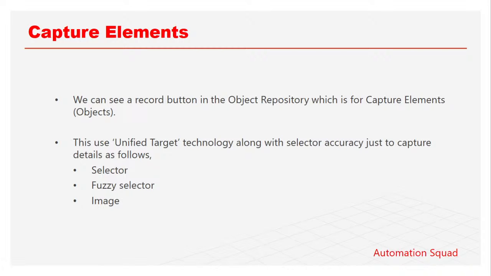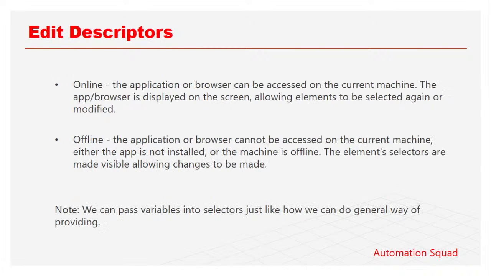There is also the accuracy setting. This is the reason the fuzzy selector came into the picture. Earlier, the selector used to match exactly. To overcome that issue, if the selector is matched 50% or 80%, that can be configured in the fuzzy selector. Using this unified target, we can give 50% accuracy to the image, 70% accuracy to the fuzzy selector and 100% accuracy to the selector. We can change it however we would like. Then coming to the edit descriptors, here we have two things.